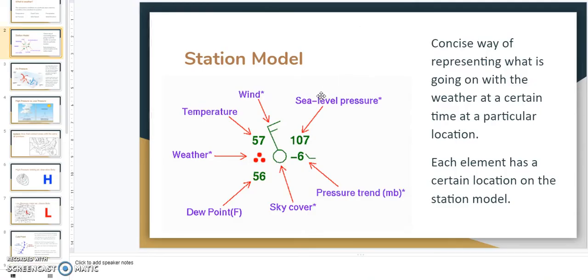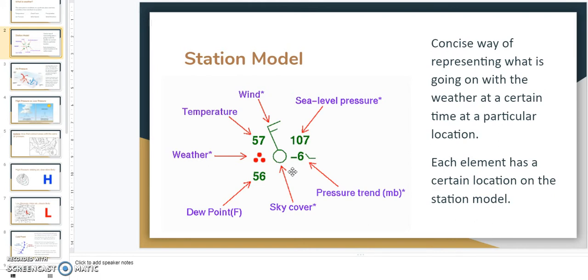So all of those locations were representing weather information with what's called a station model. Okay, the station model starts out with a circle. The circle marks the location on the map. So there would be a circle over Austin for the Austin station model. The circle is sitting on Austin on the map.